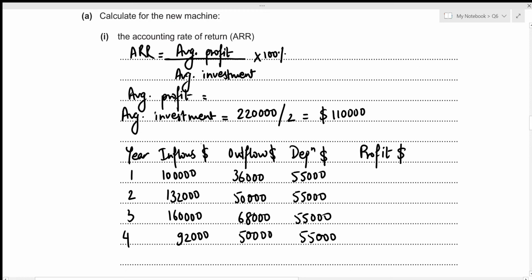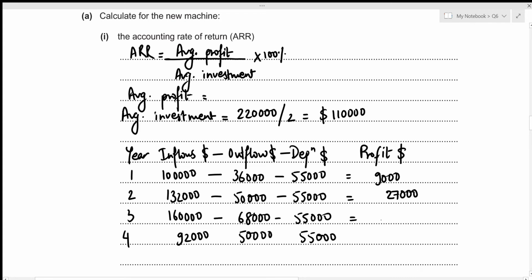And the profit is just going to be the inflows minus outflows minus depreciation. So for the first year, that's going to be 100,000 minus 36,000 minus 55,000, which results in the profit for the first year to be 9,000. Similarly, for the second year, that's going to be 132,000 minus 50,000 minus 55,000, which results in the profit for the second year to be 27,000.